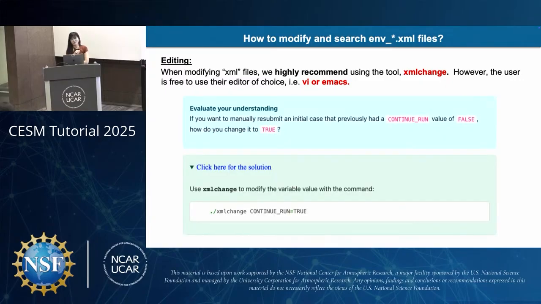And using xmlchange is very easy. You just use this syntax. You have ./xmlchange followed by the variable name you want to change, equals the value you want to change it to. So in this example, we changed the variable called CONTINUE_RUN. We changed the value from false to true. We practiced this yesterday.